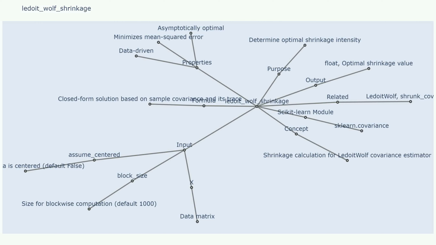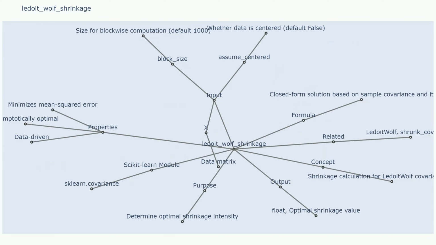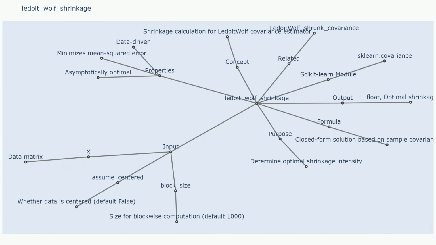YAML. Ledoit-Wolf shrinkage. Description: estimates the shrunk Ledoit-Wolf covariance matrix. This estimator uses the Ledoit-Wolf shrinkage method to estimate the covariance matrix of the data. This method shrinks the sample covariance matrix towards the identity matrix, which can improve the accuracy of the estimated covariance matrix, especially when the number of features is large relative to the number of samples.